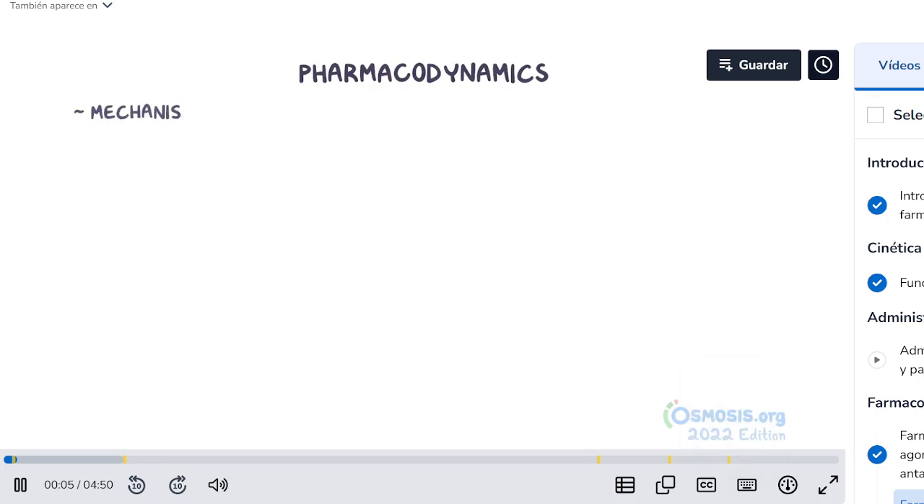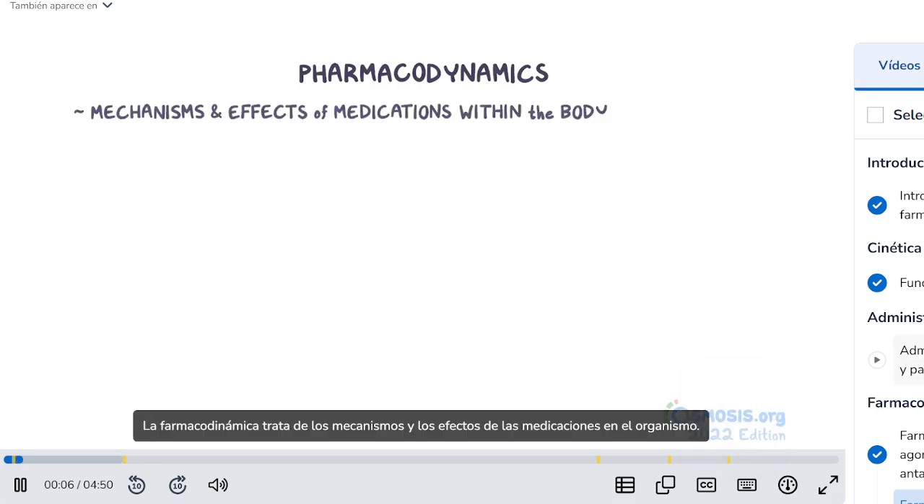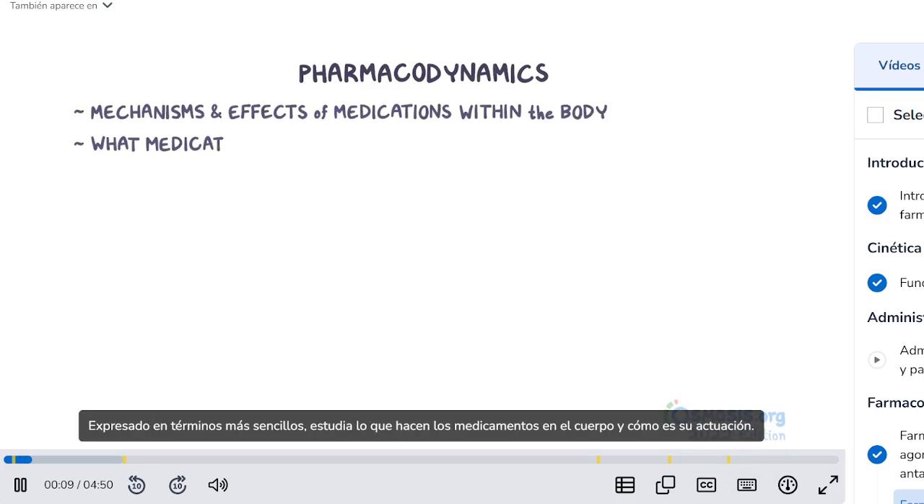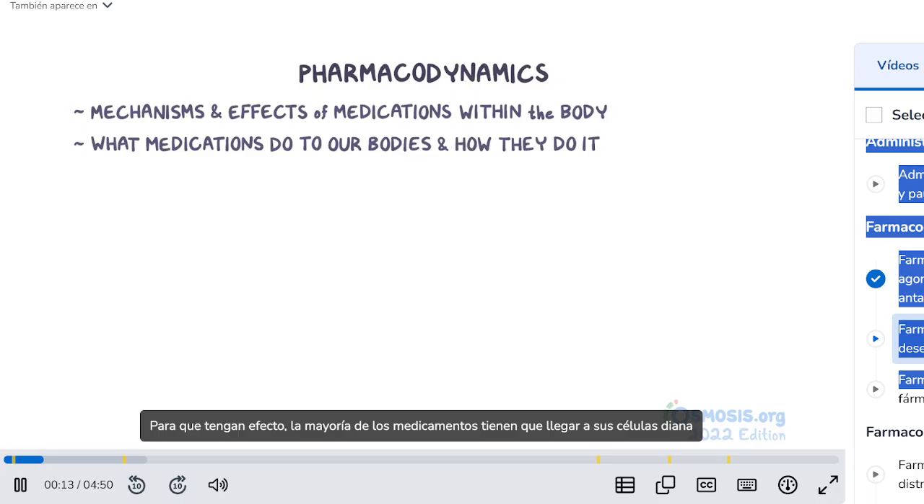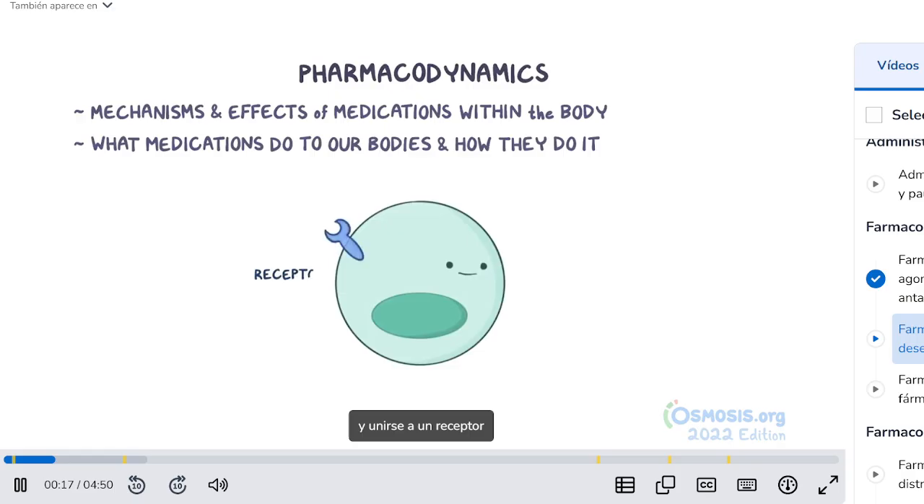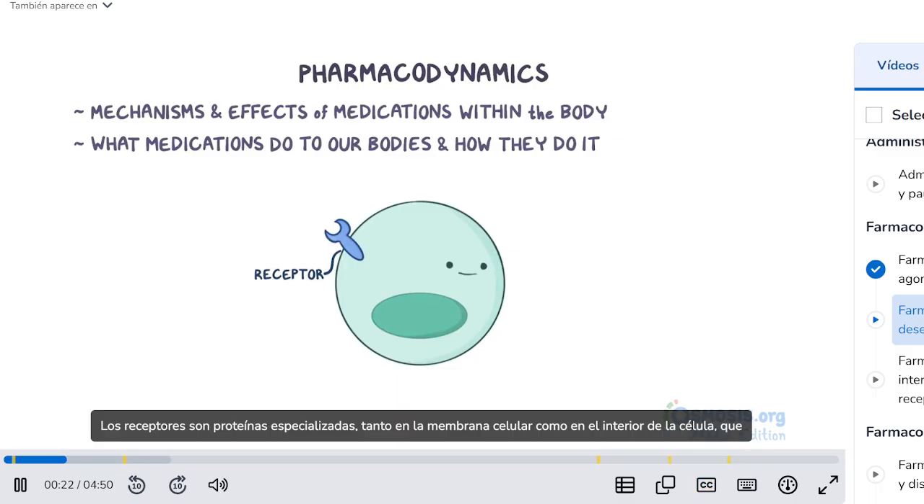Pharmacodynamics refers to the mechanisms and effects of medications within the body, or more simply, it's what medications do to the body and how they do it. Alright, so in order to have an effect, most medications have to reach their target cells and bind to a receptor. Receptors are specialized proteins both on the cell membrane and inside the cell that can bind to a ligand.